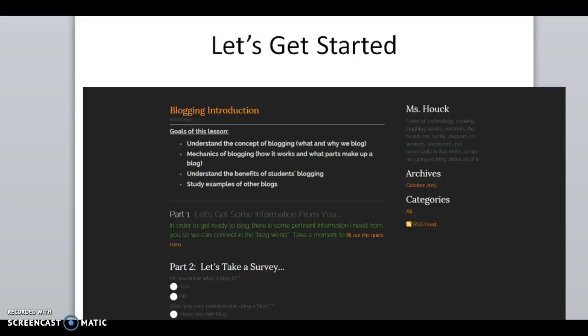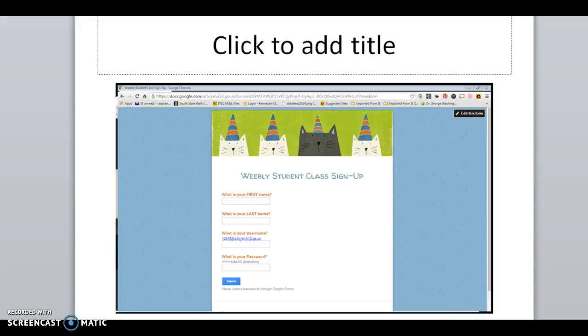I used the blog not only as a model, but also to demonstrate different skills to the students. I began by getting some information from my students and tying in Google Docs into the Weebly. By having them fill out this Google form, I would then be able to communicate with the students through their Google Apps for Education accounts and tie those things into the Weebly.